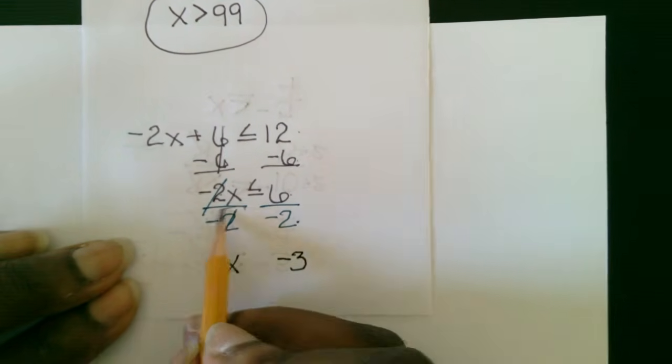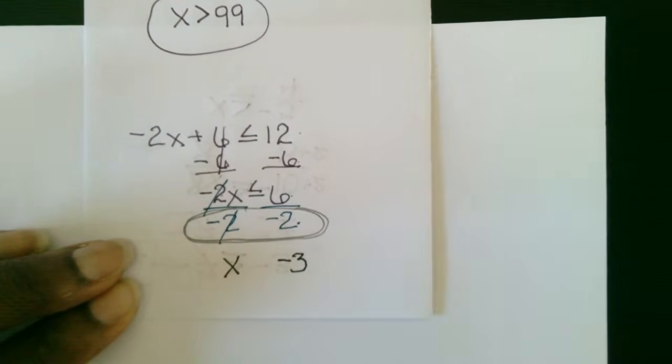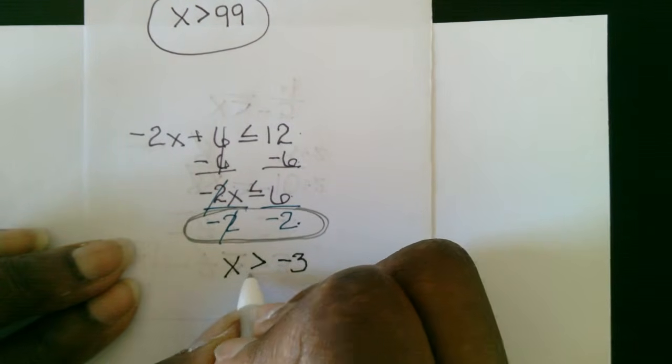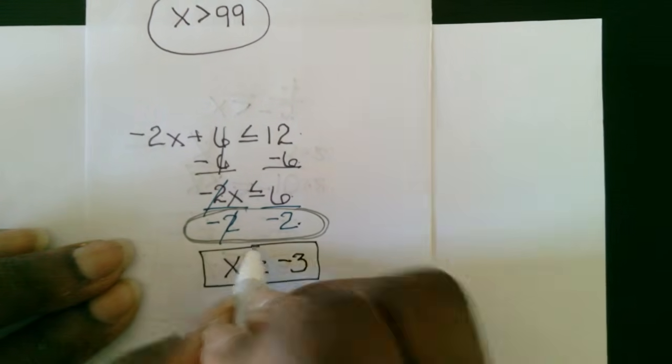Because I am dividing by a negative 2, I have to change the direction of my inequality sign so I can get a true statement. So that'll be greater than or equal to. This would be my answer.